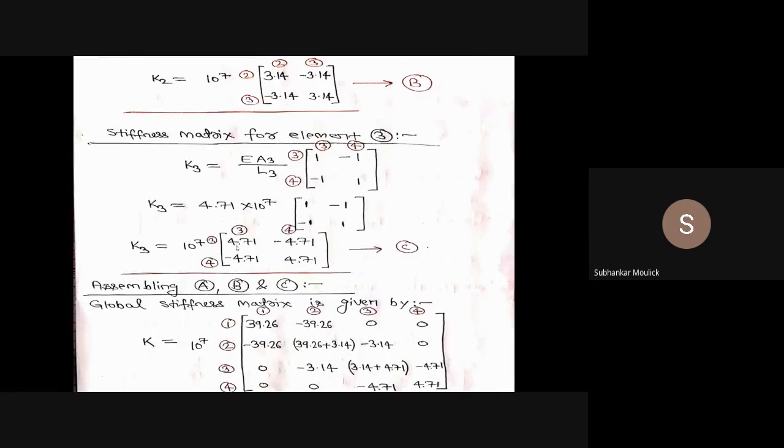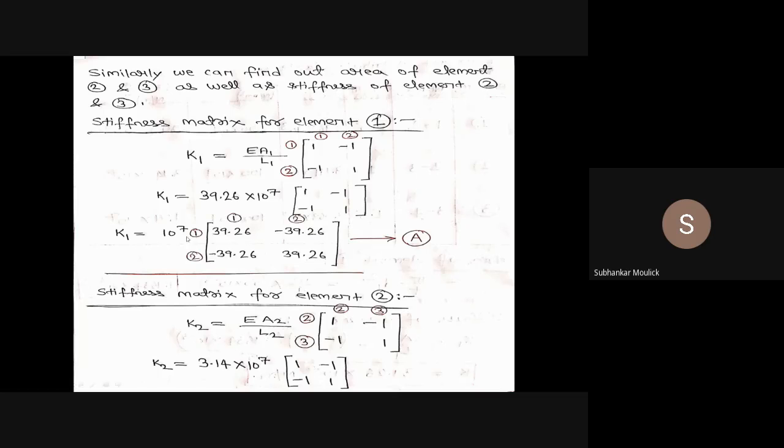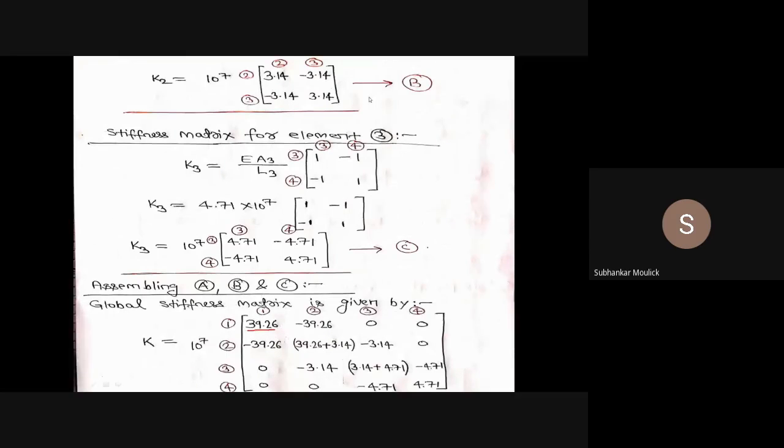If I see this value, I need to write this particular value. This value is first row and first column. So from equations A, B and C, we will find the value of first row and first column. From A, the first row and first column is 39.26. From B, there is no first row and first column. From C, there is no first row and first column. So ultimately, the value becomes 39.26. Is it clear to you? Yes, sir.